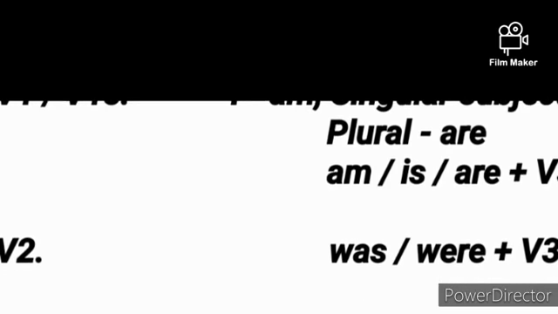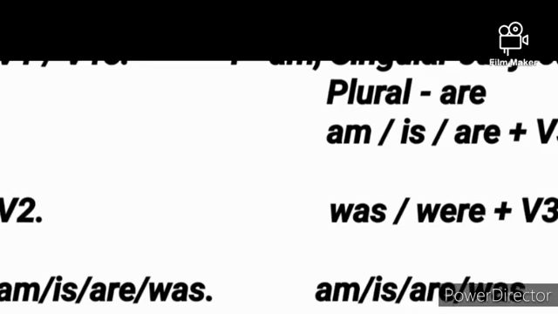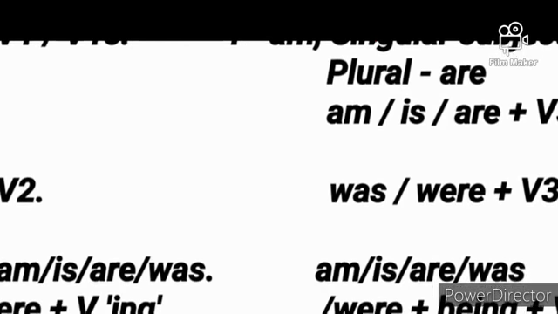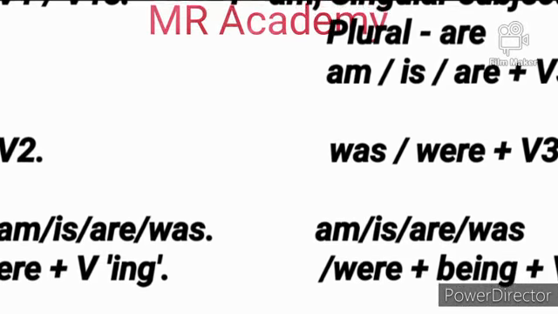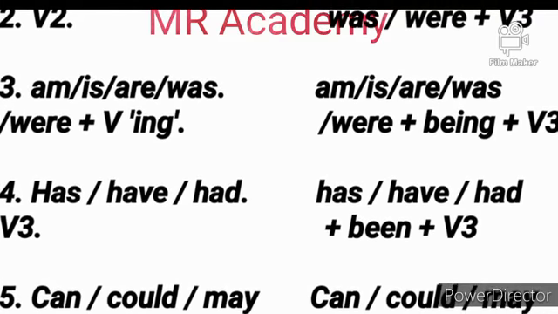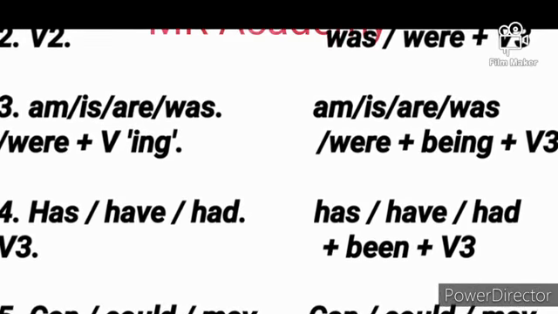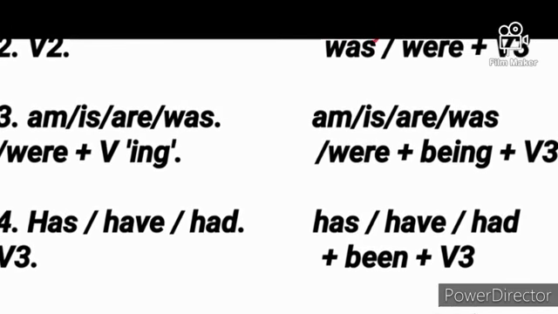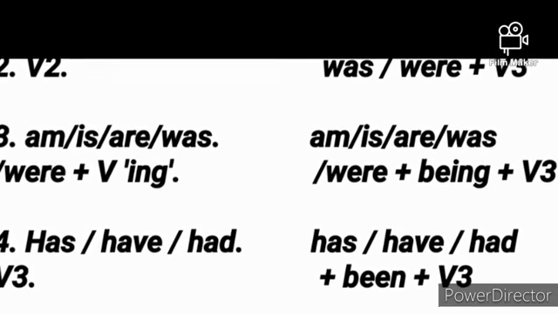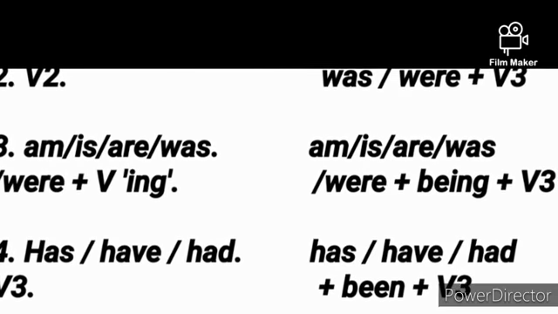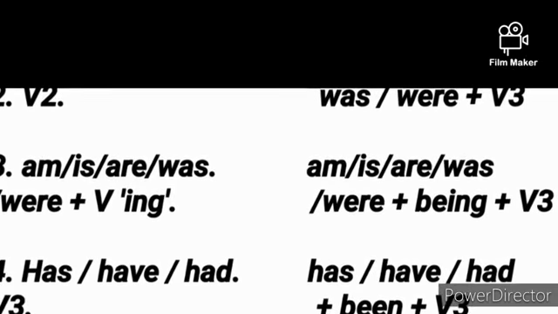Next, if the active verb is V2 form, that is simple past form, the passive form will be was or were plus V3. Was for singular subject, were for plural subject. And the third way, for continuous tenses, whether it is am or is or are or was or were with verb ing, in the passive form you have to add being. So whatever the verb is in active form, you have to convert like am or is or are or was or were plus being plus V3.